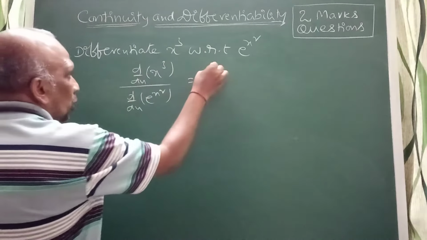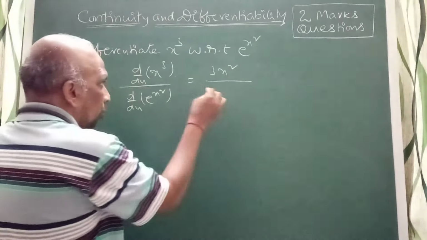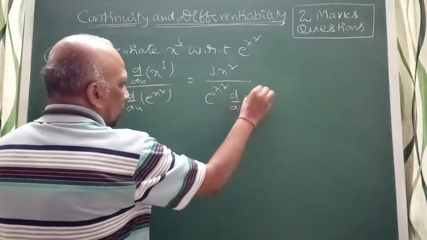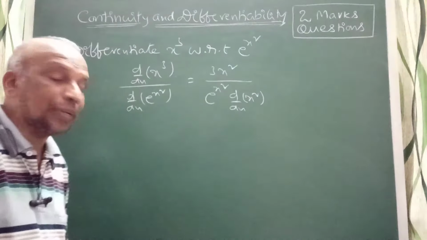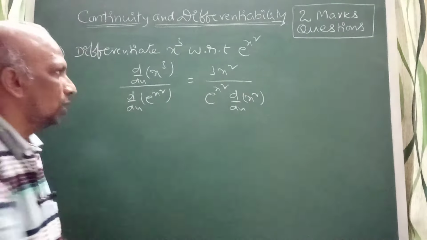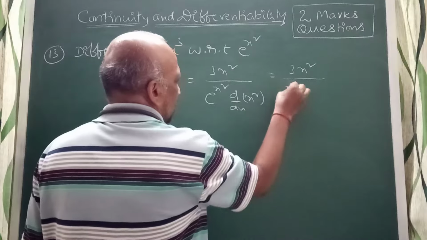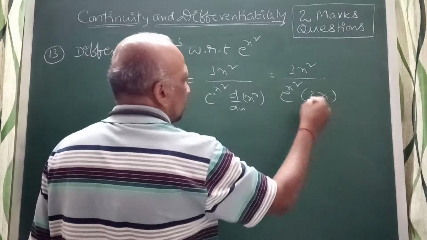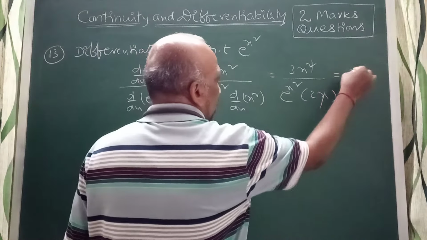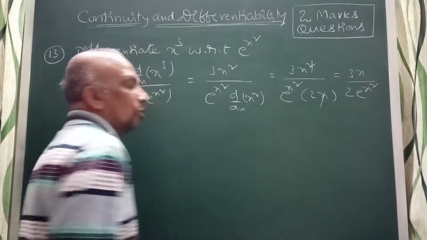Derivative of x cube we know clearly is 3x square. Derivative of e power x square is e power x square into d by dx of x square, right? E power x means e power x only, since it is not x, derivative of that. I can write 3x square by e power x square into 2x. So I can cancel one x, right? Your answer will be 3x by 2e power x square. That will be your answer.